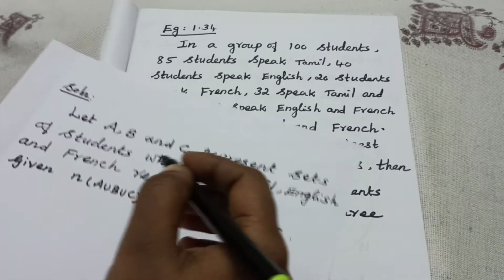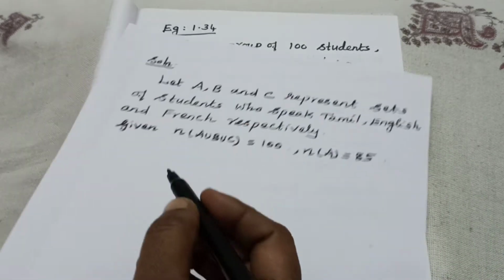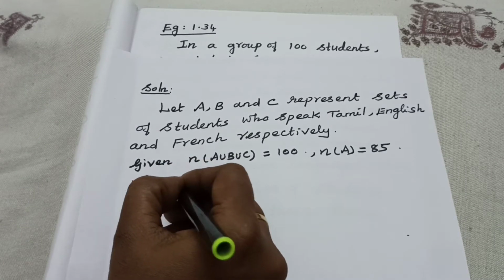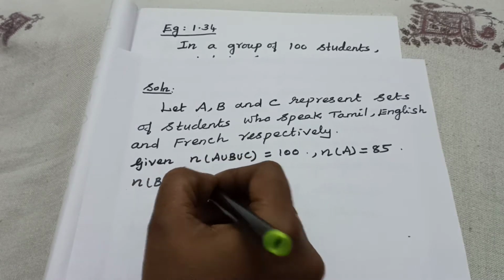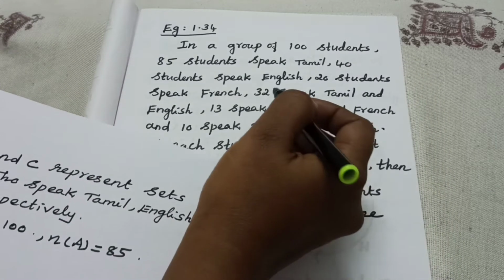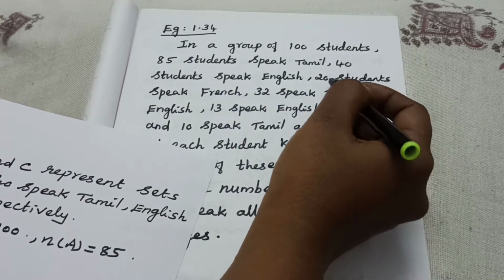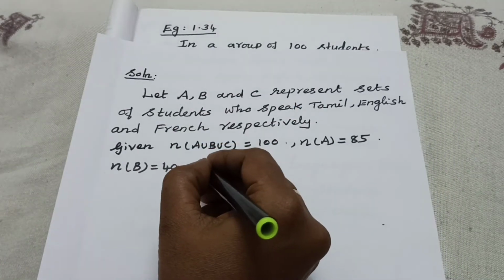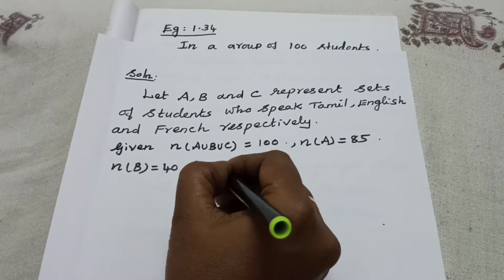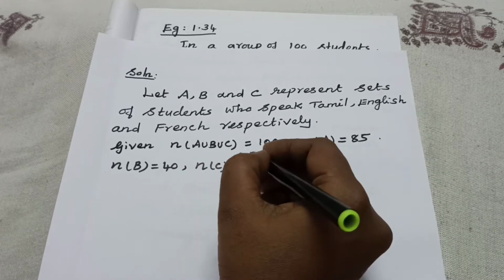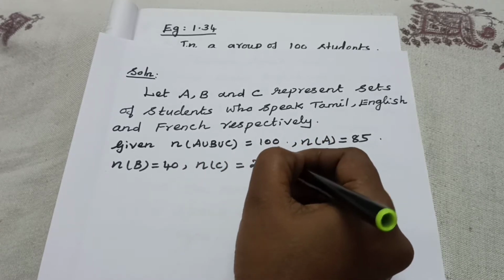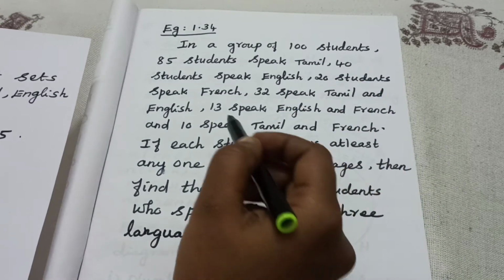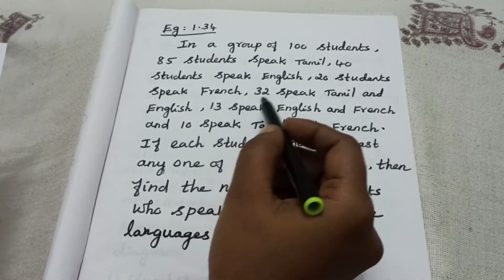Okay. The next one, 40 students speak English. That means N of B is equal to 40. The next one, 20 speak French, isn't it? French we took as N of C, isn't it? So N of C is equal to what? 20. Understood?